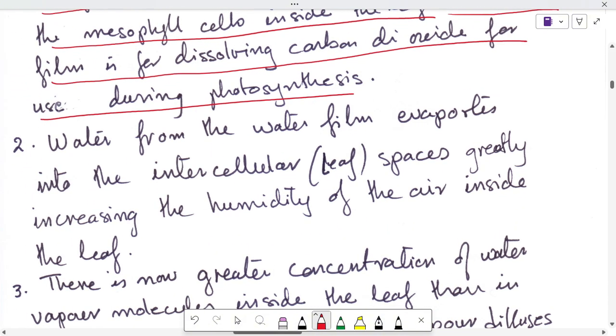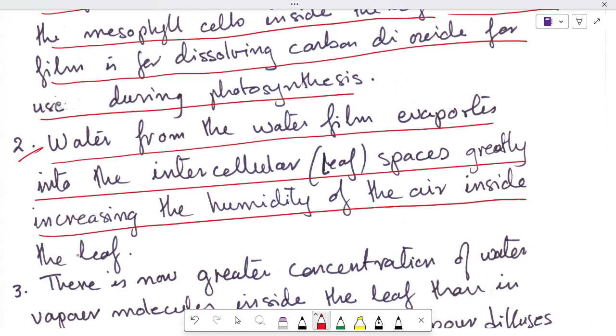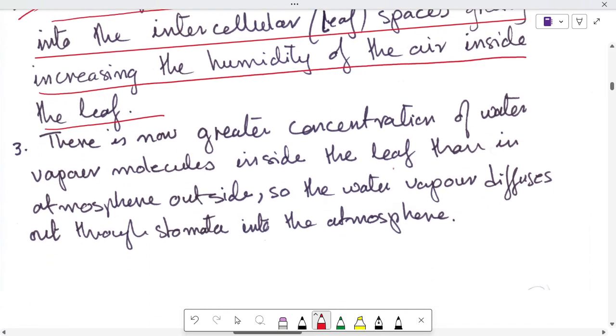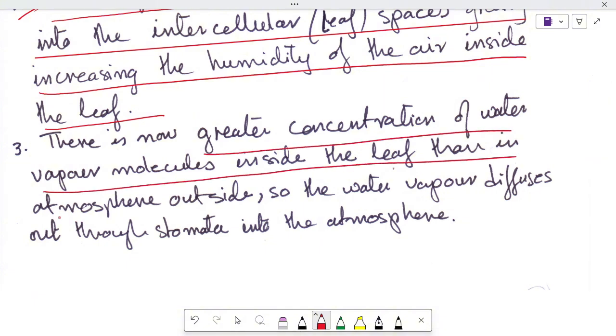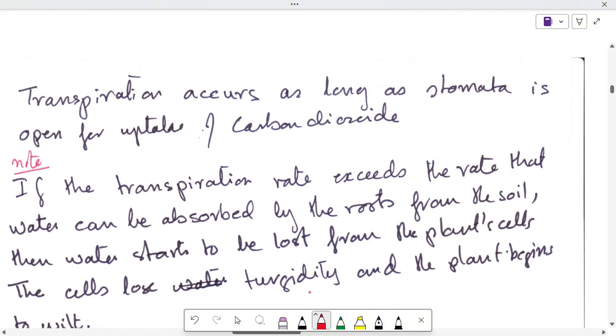Now, to remind you, I have discussed the cross section of the epidermis and the lamina structure of the leaf, where I have discussed all these mesophyll cells. Number 2, water from the water film evaporates into the intercellular leaf spaces, greatly increasing the humidity of the air inside the leaf. There is now a greater concentration of water molecules inside the leaf than in the atmosphere outside, so the water vapor diffuses out through the stomata into the atmosphere. This is again down the concentration gradient.